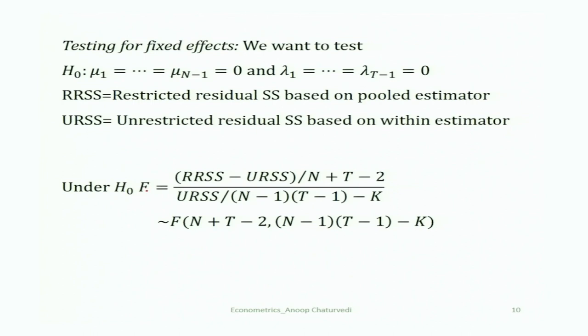And under H naught, if you consider this statistic, RSS minus URSS divided by n plus t minus 2, divided by URSS divided by n minus 1 into t minus 1 minus k, then this follows F distribution. And then you can easily form the critical region also. Say if this calculated value of F is greater than the tabulated value of F at alpha level of significance, then we reject H naught at 100 alpha percent level of significance.